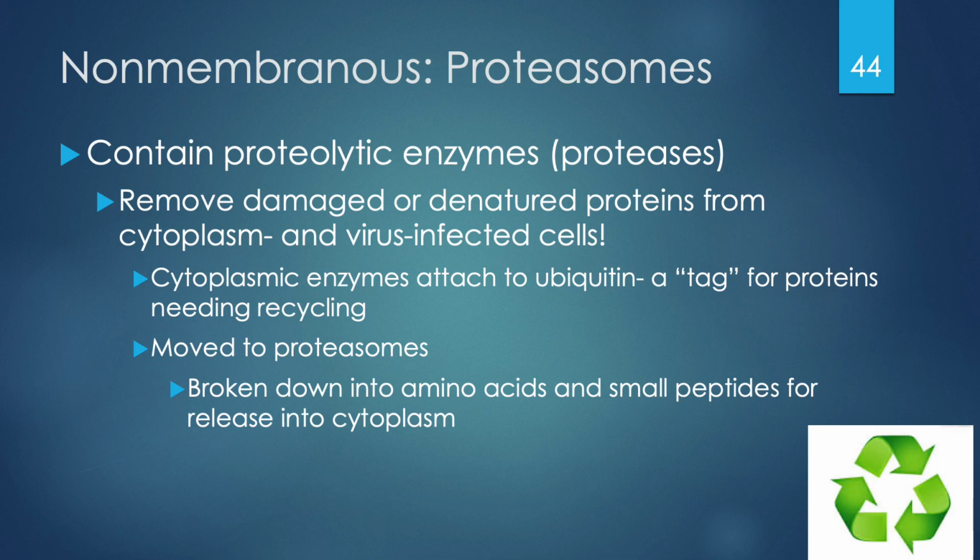So the role of proteasomes is to remove any damaged or denatured proteins that are found in the cytoplasm. And this also includes virus-infected cells. So you can see how this has an important role in our immune response. These cytoplasmic enzymes are going to attach to ubiquitin, which you can remember from the word ubiquitous, meaning that something is pretty much present everywhere. So they attach to ubiquitin, which is a tag for proteins that need to be recycled. Then it can be moved to the proteasomes, at which point the proteasome can break down the protein into amino acids and small peptides, so that way they can be safely released into the cytoplasm and not damage any part of the cell any further.